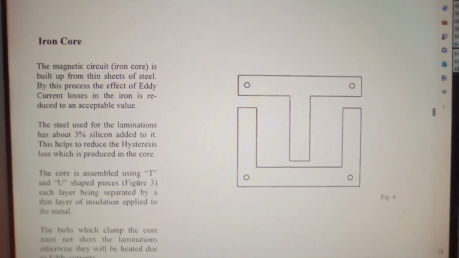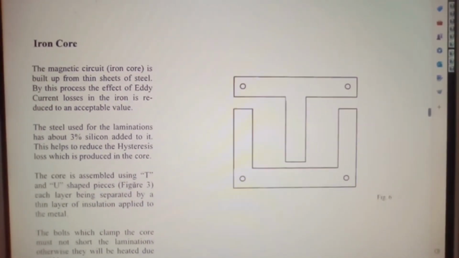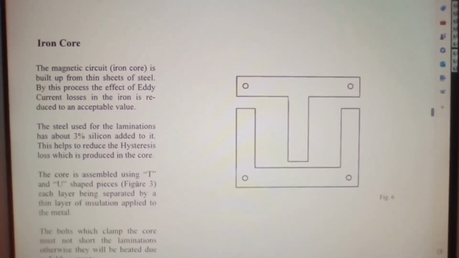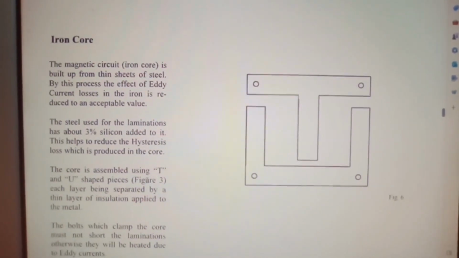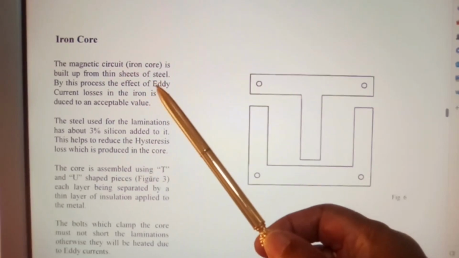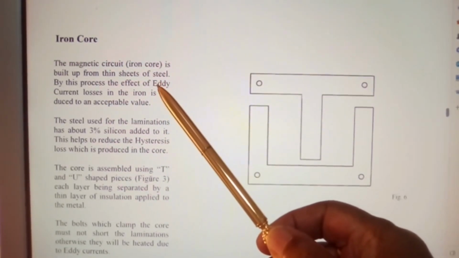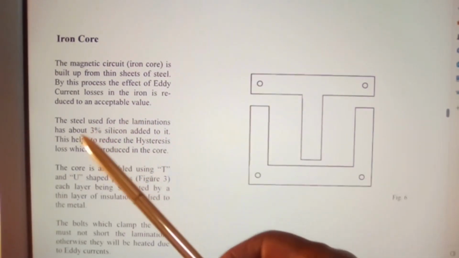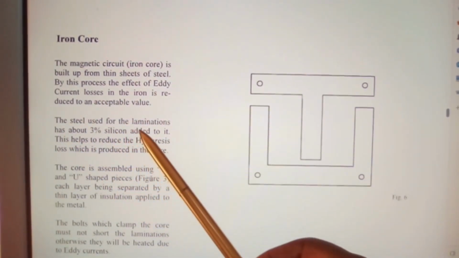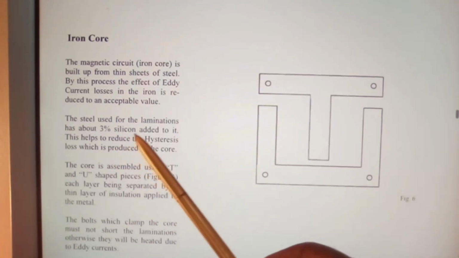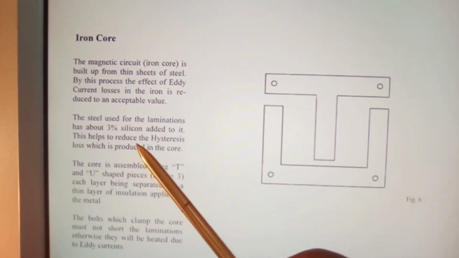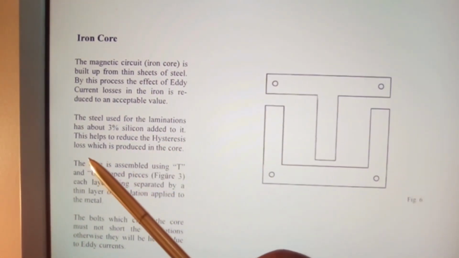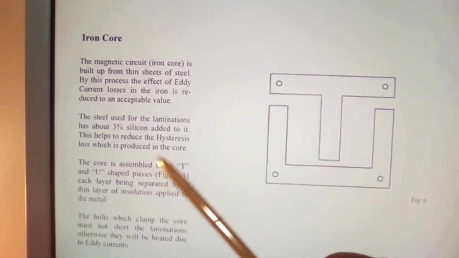Eddy current is the subdued magnetic effect you get from passing a current through any conductor, and you need to eliminate eddy current, otherwise you will create a lot of heat wherever there is eddy current. So it's important that eddy current is kept to a minimum. The steel used for the lamination has about 3% silicon added to it. This helps to reduce the hysteresis loss, which is produced in the core.